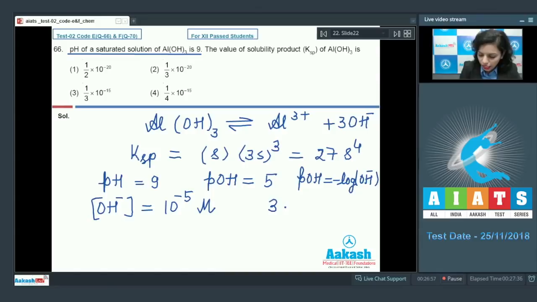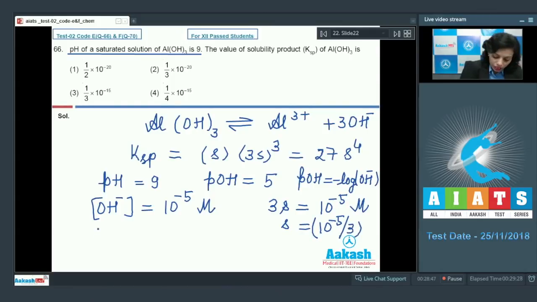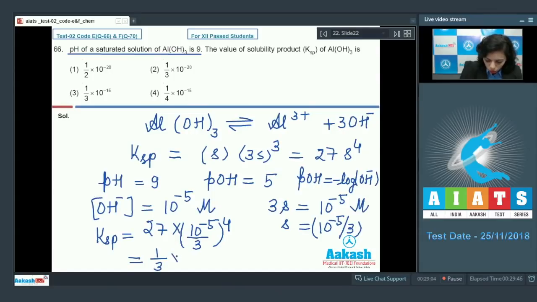And we know that here 3S is equal to 10 raised to the power minus 5 molar. So this S value is equal to 10 raised to the power minus 5 by 3. This is the value of S. And if it is so, we can easily find out the Ksp value. That Ksp would be equal to 27 into (10 raised to the power minus 5 divided by 3) raised to the power 4. In this way. And if you solve this, you will find out this is 1 by 3 into 10 raised to the power minus 20. This is the Ksp value. And we can easily choose the correct option on the basis of this value, that is option 2.